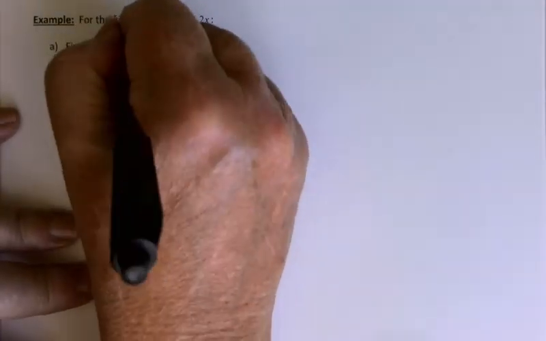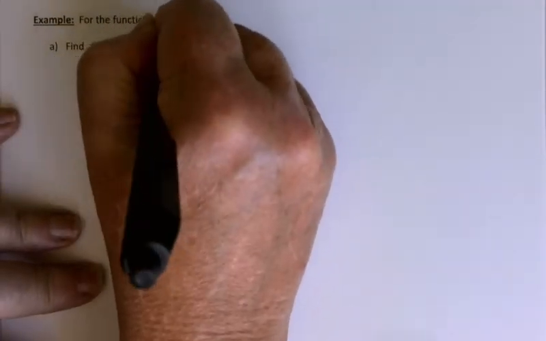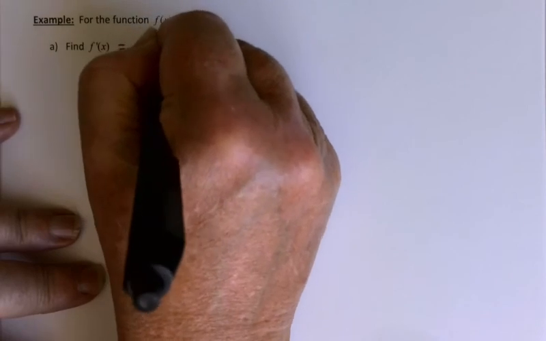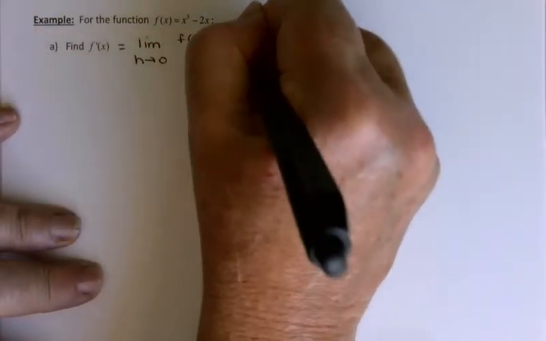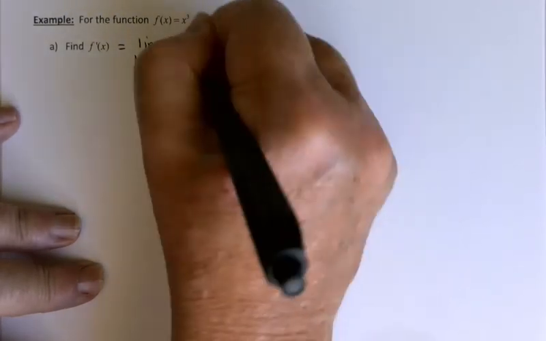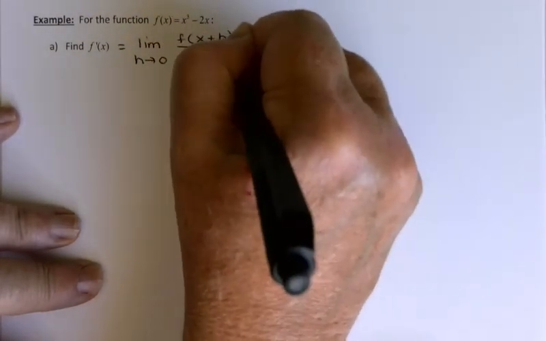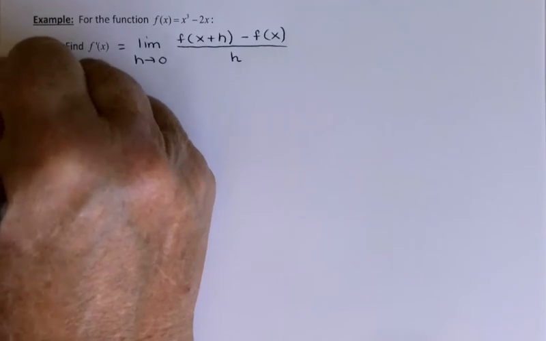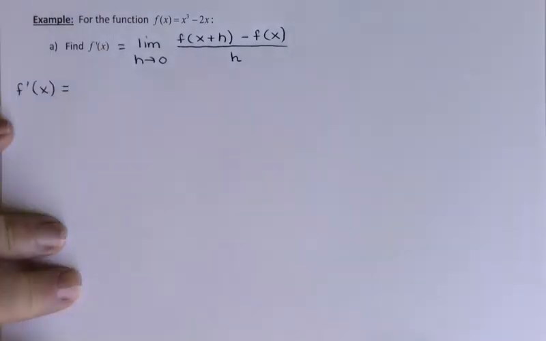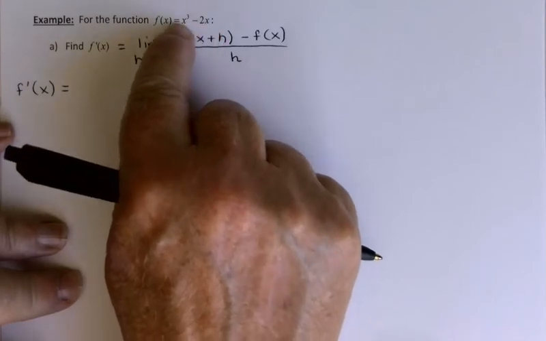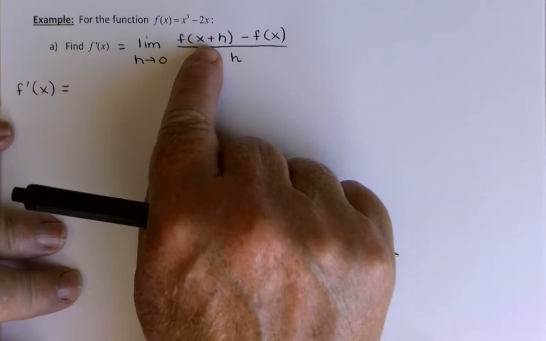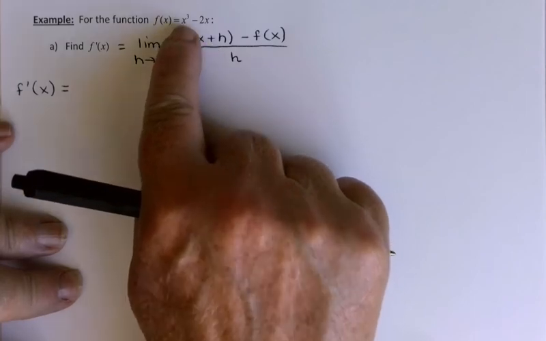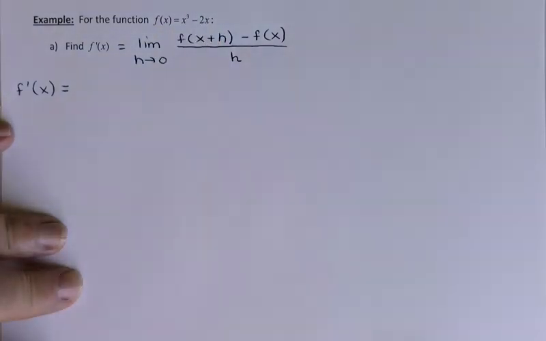So f prime of x. Once again, I'm going to start with the limit as h goes to 0 of f of x plus h minus f of x over h. And the main reason I wanted to do this one was just to remind you that when x appears in more than one place, make sure that when you do f of x plus h, you substitute that x plus h in for both of the x's.